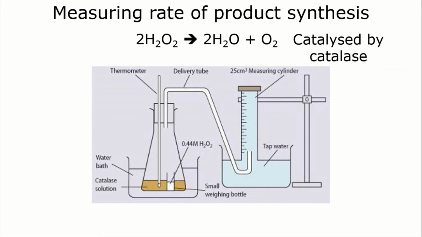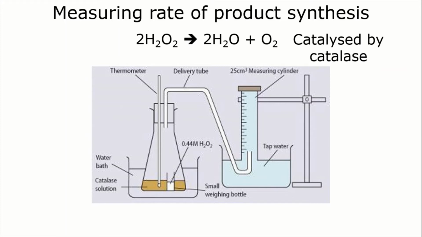And we can see in the bottom that we have a solution of catalase, and we also have a small weighing bottle that will contain hydrogen peroxide. Now, this flask is held in a water bath, which will keep it at a constant temperature. And what will happen is that the flask is shaken slightly, which will cause the weighing bottle to tip over, and the hydrogen peroxide will mix with the catalase solution and will be broken down into water and oxygen.